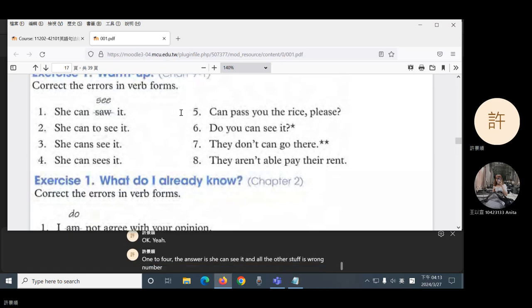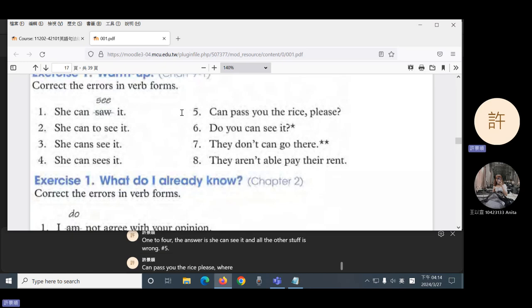Number five, can pass you the rice, please? Where is the mistake, Yaozhiqing? Good, can you pass? Can you pass the rice, please? Number six, where's the mistake, Caozhen? Number six. Okay, do you see it or can you see it? The meaning is exactly the same, but you have to choose one.